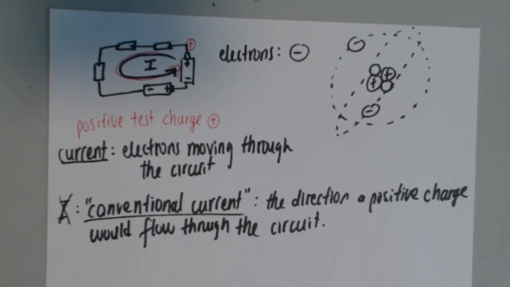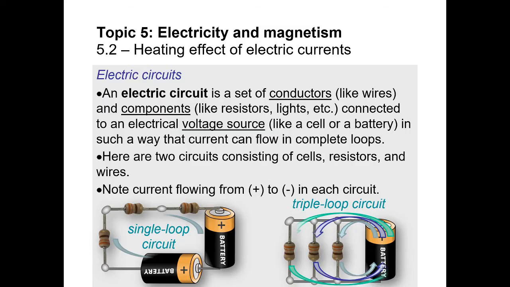Okay, so going back to the slides. Unfortunately, that's why the arrows are going counterclockwise for the one on the left, and same thing here, the arrows are coming out of the positive terminal. Now, something to notice is that on the left I have what's called a single loop circuit, and on the right I have a triple loop circuit.